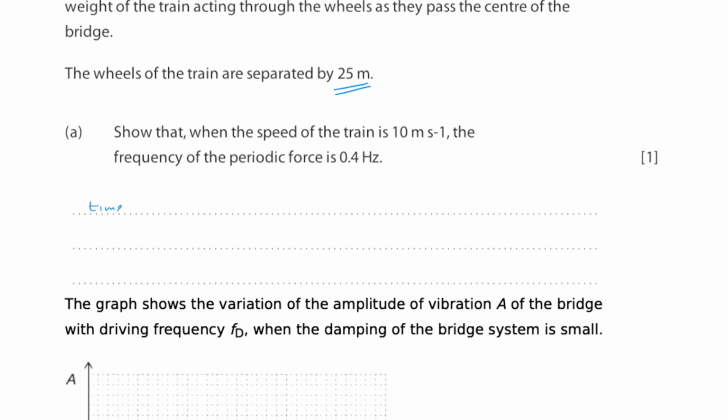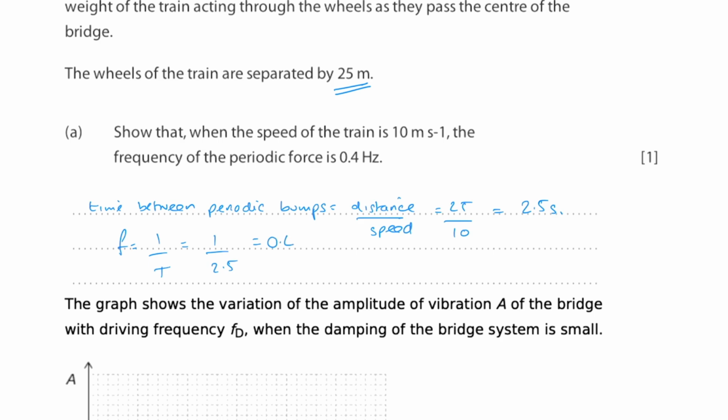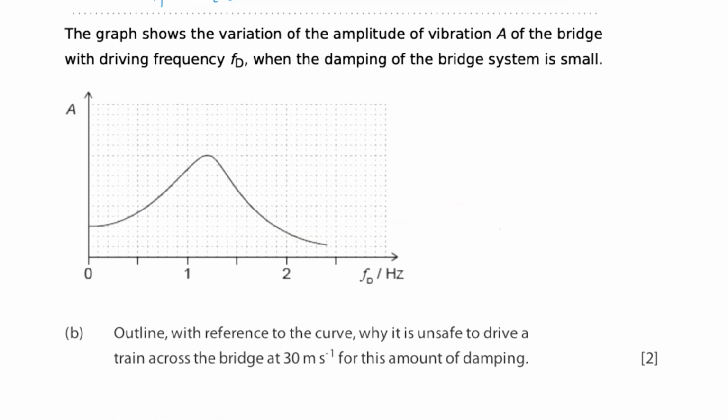The time between periodic bumps is equal to distance over speed, and the distance is 25 divided by 10, which gives us 2.5 seconds. Frequency is equal to 1 over time period, so 1 over 2.5 gives us a value of 0.4 Hz. The graph shows the variation of the amplitude of vibration A of the bridge with driving frequency FD when the damping of the bridge system is small.